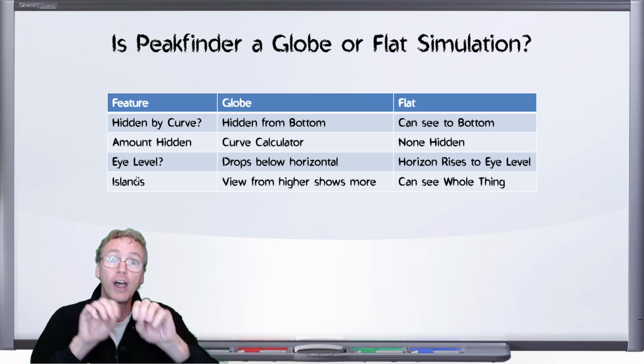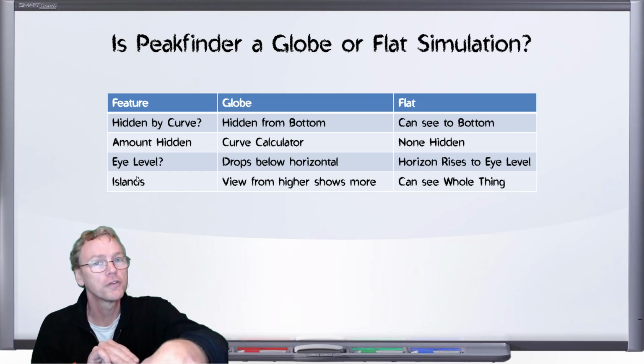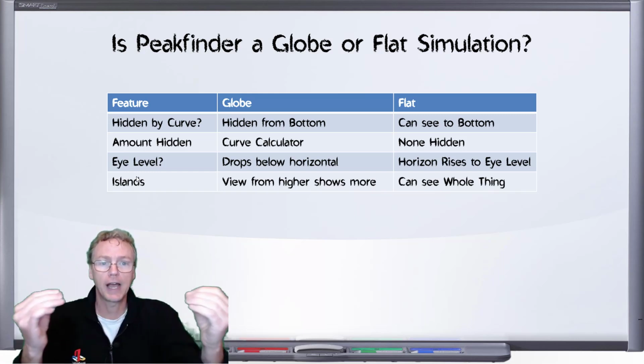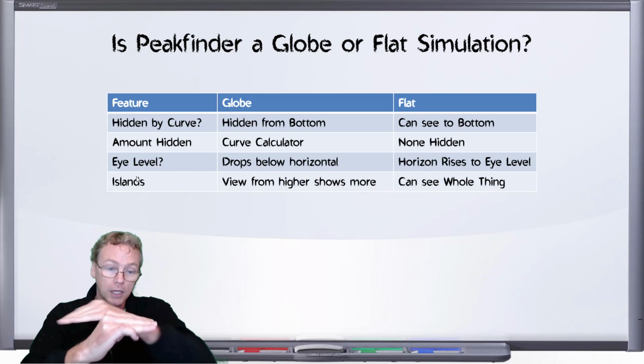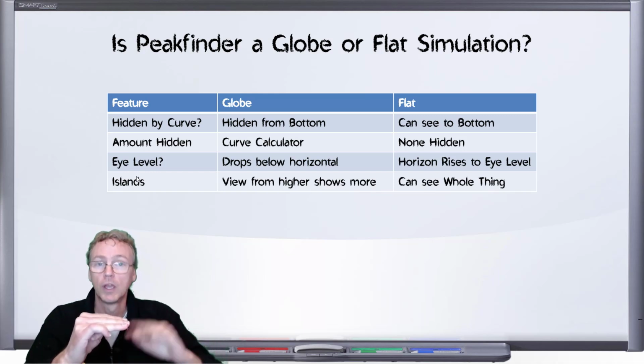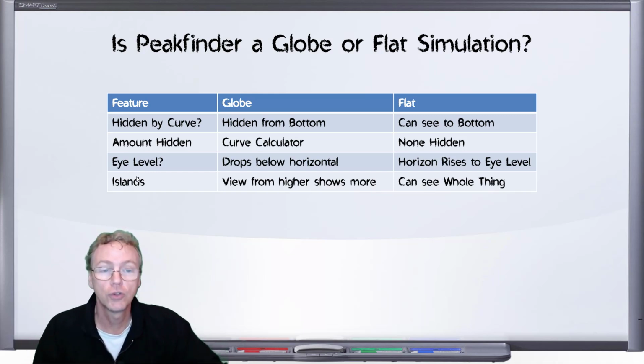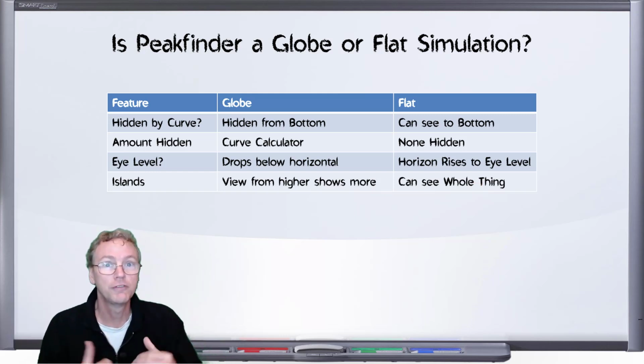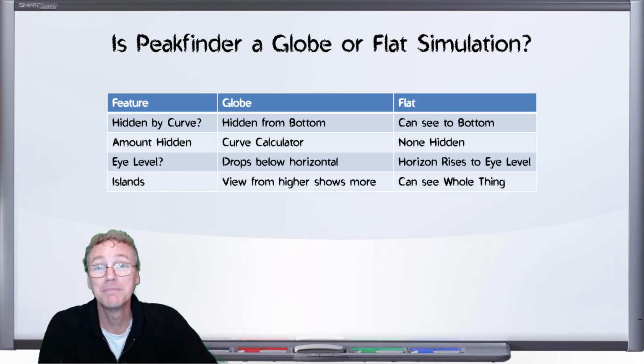Is the front, and I'm not talking about seeing over hills. I'm talking about seeing in front of the island. If there's a part that was cut off by the ocean, going up in altitude should reveal more only if it is a globe. If it is a flat simulation, then going up higher in altitude does not reveal the front of it.